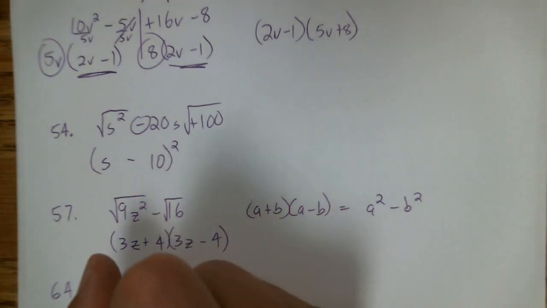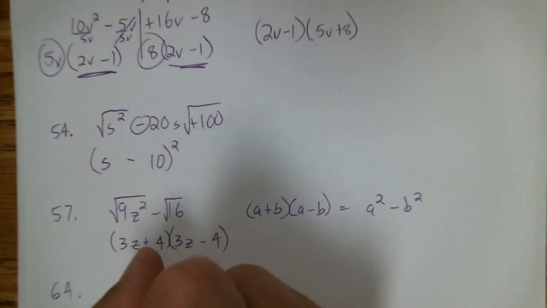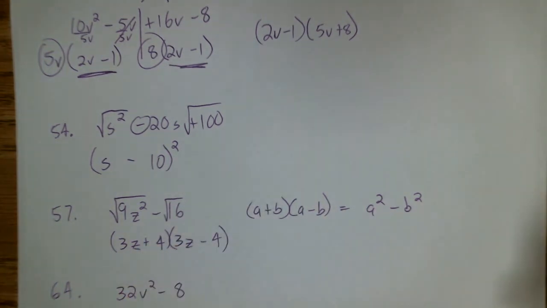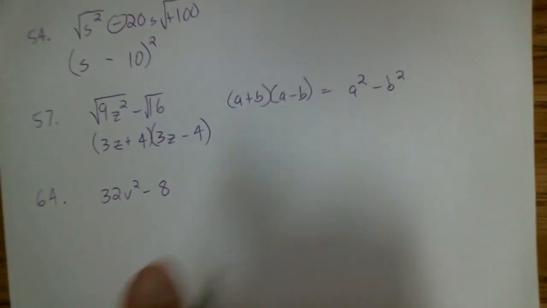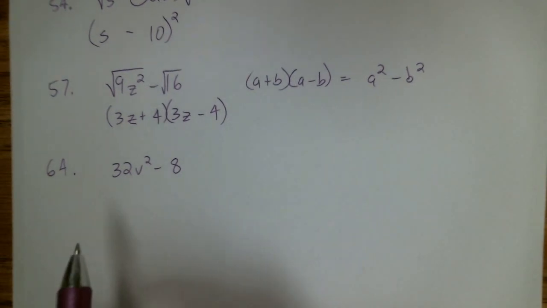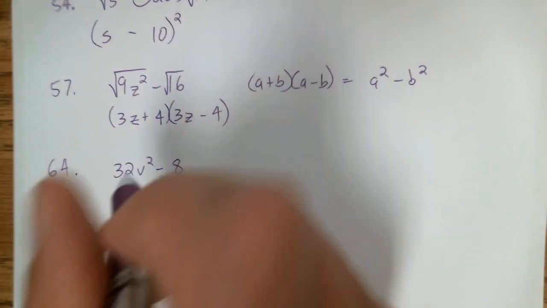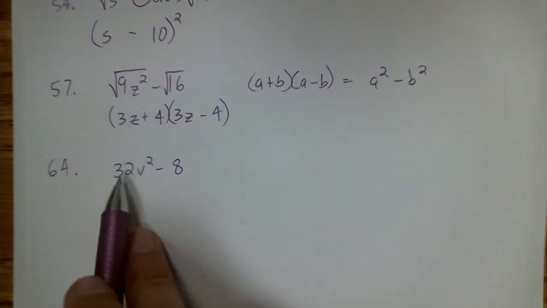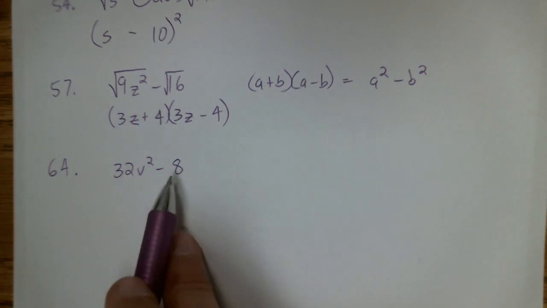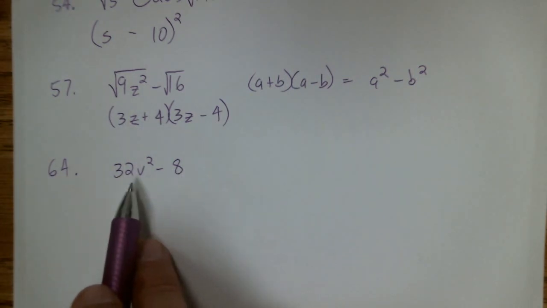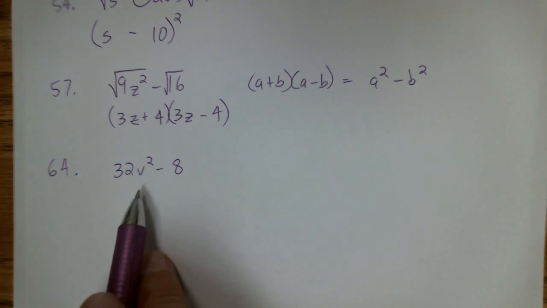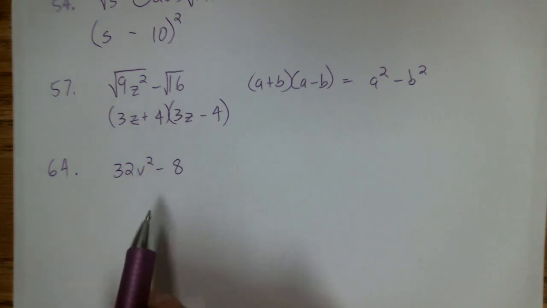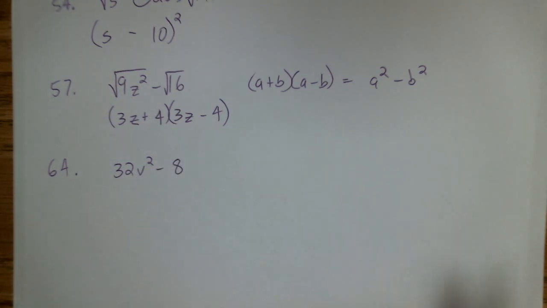64, I have, this is a toughie, 32v squared minus 8. Because you look at that and say, well, it's only two terms, so it's got to be a difference of squares, right? Well, what's the square root of 32v squared? You can't do that. You can't take the square root of either of those. So in this case, you might be inclined to say, well, it's not factorable. However, remember when I'm factoring, I always want to look to see, is it a special case? Can I take out a GCF? Those are things you need to look for first every single time.